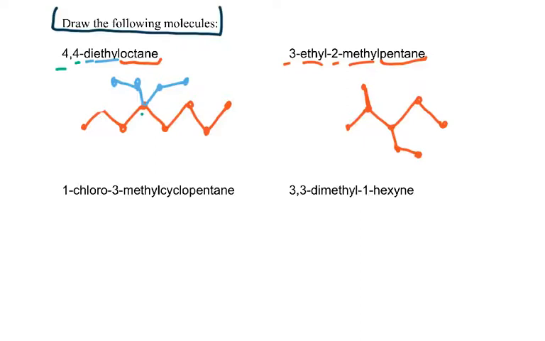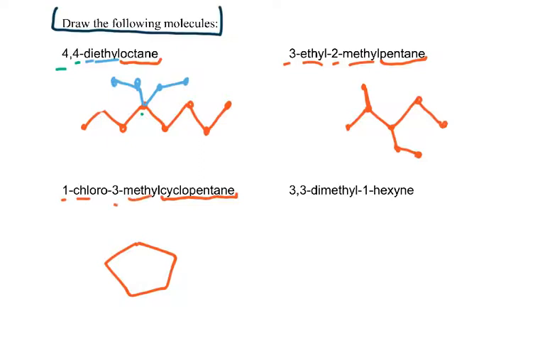Next, we've got 1-chloro-3-methyl cyclopentane. So my parent chain here is not just the pentane, but also don't forget that cyclo detail. It's a cyclopentane, which means it is a ring shape, and it's got 5 sides, so it's a pentagon. Not the best pentagon, but that's what I was intending to draw there. All right, and then we have a couple of substituents coming off of it. We've got a chlorine coming off of carbon 1 and a methyl coming off of carbon 3.